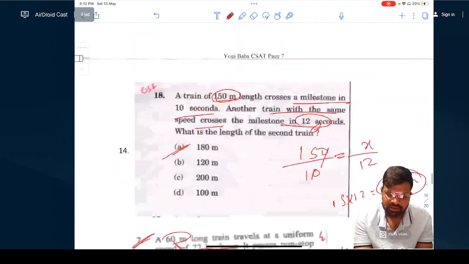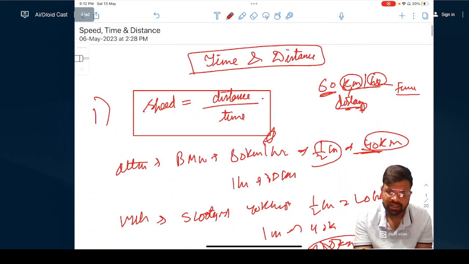So this is the discussion for this paper. If you have any doubt, you can ask. Okay, all the best.